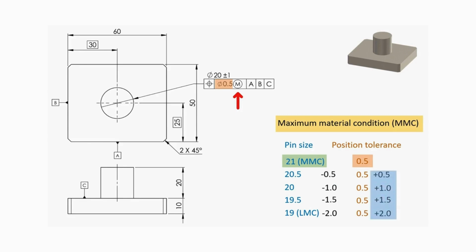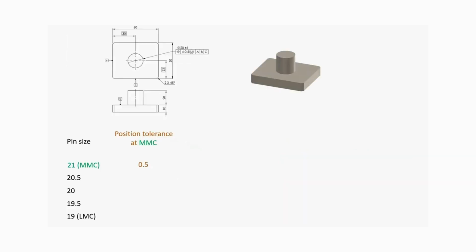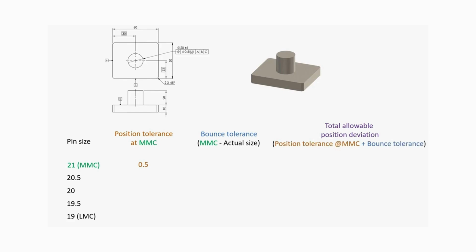To put it mathematically, bonus tolerance equals MMC minus actual size. So the total position deviation allowed for the pin will be position tolerance at MMC plus bonus tolerance. So in our case, position deviation equals 0.5 millimeters plus bonus tolerance. If the pin size is at MMC, 21 millimeters, bonus tolerance will be 21 millimeters minus 21 millimeters. MMC and actual size are the same, so it will be 0. Total position deviation is 0.5 millimeters.